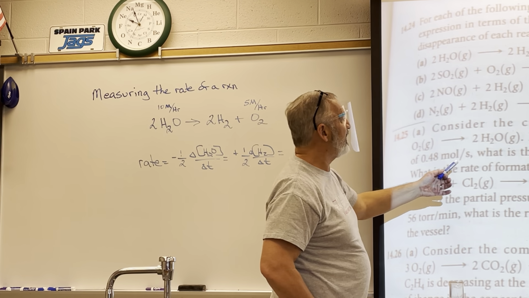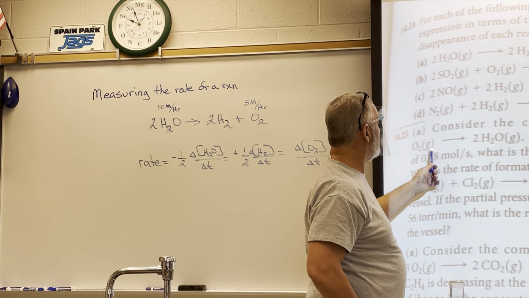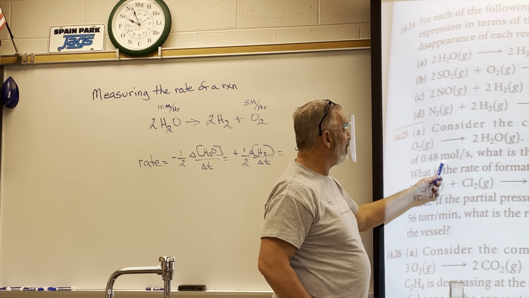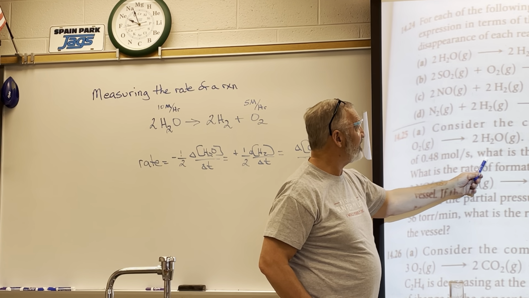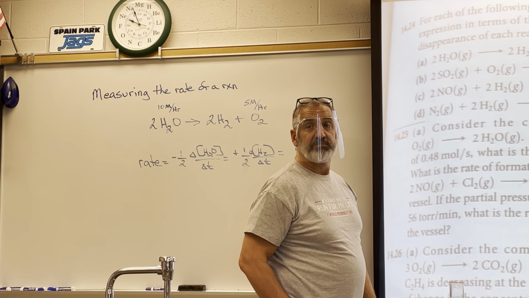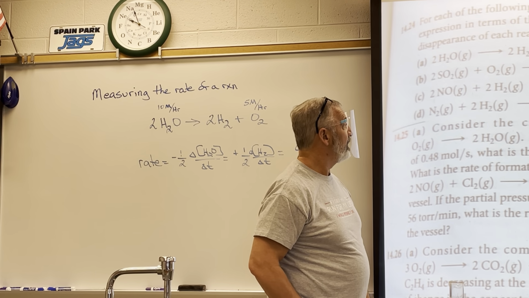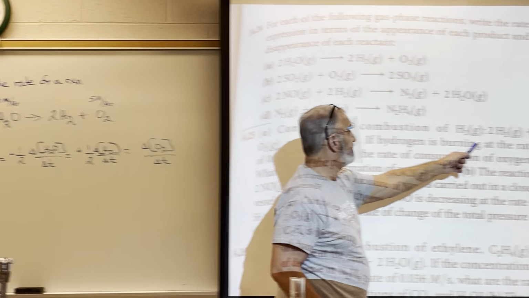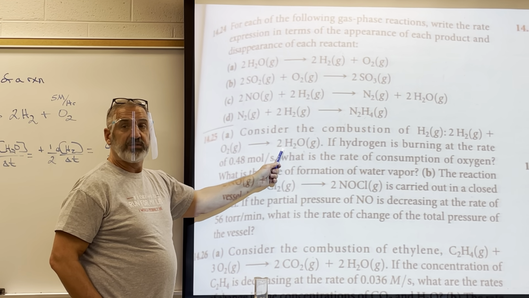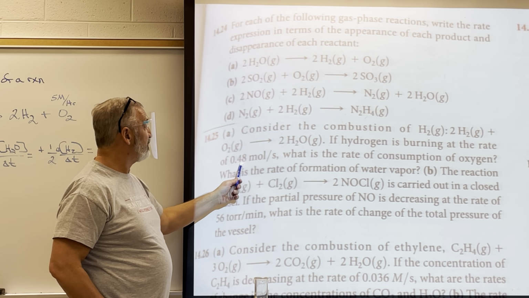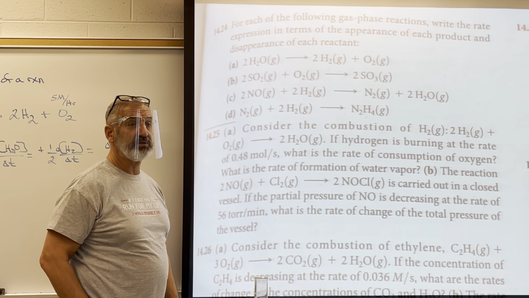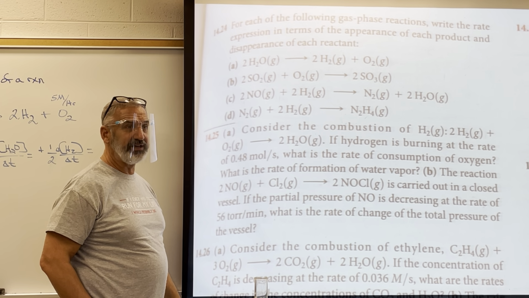Here's just, consider the combustion of hydrogen. Hydrogen plus oxygen makes water. If hydrogen is burning at the rate of 0.48 moles per second, what is the rate of consumption of oxygen? Here's my equation. Hydrogen plus oxygen goes to water. If hydrogen is being consumed at 0.48 moles per second, what's the oxygen being consumed? 0.24, half of that.